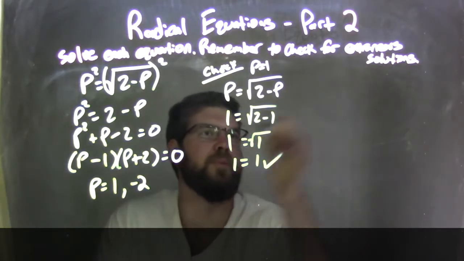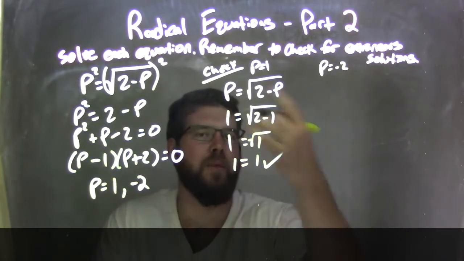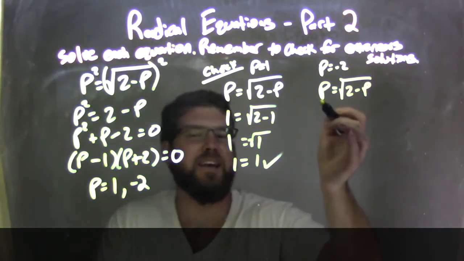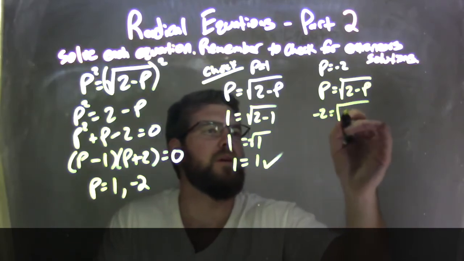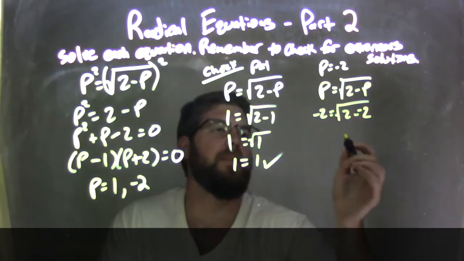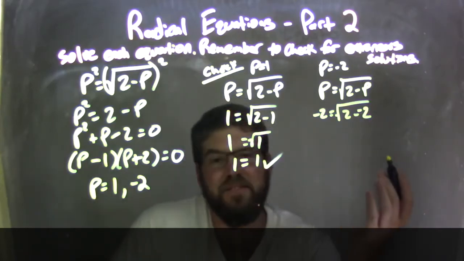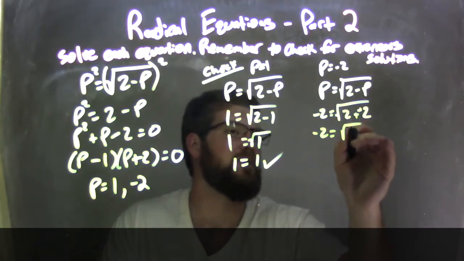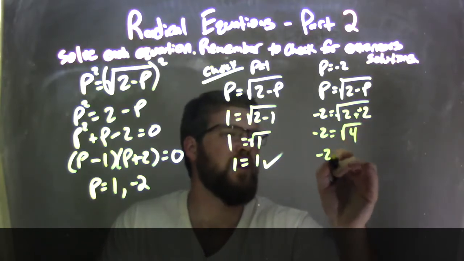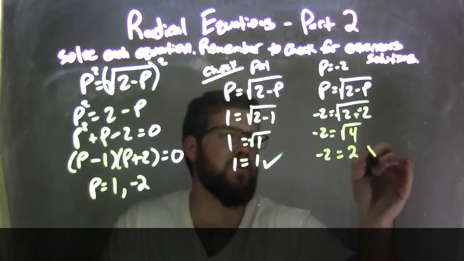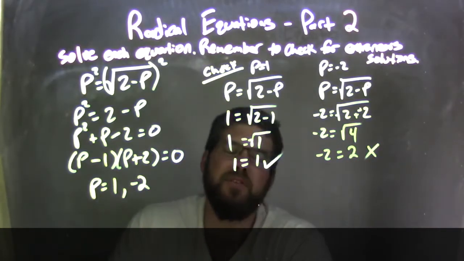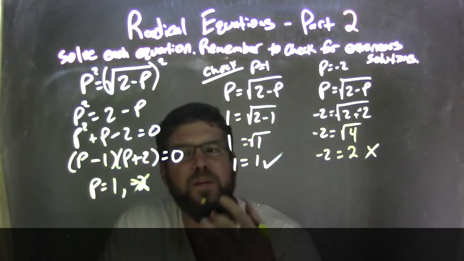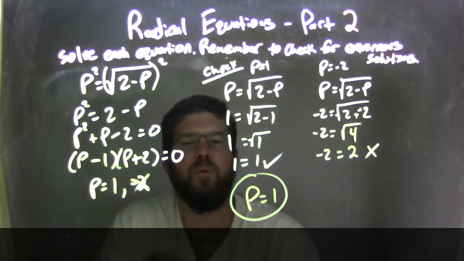Let's check negative 2. If p is negative 2, does it also come out to be true? I have p equals the square root of 2 minus p here, and I'm going to plug negative 2 in for p. So negative 2 equals the square root of 2 minus negative 2. Well, 2 minus a negative is plus a positive, so negative 2 equals the square root of 4. The square root of 4 is 2. Does negative 2 equal 2? No, it does not. Since negative 2 does not equal 2, p equals negative 2 is an extraneous solution. So my only true solution is p equals 1.